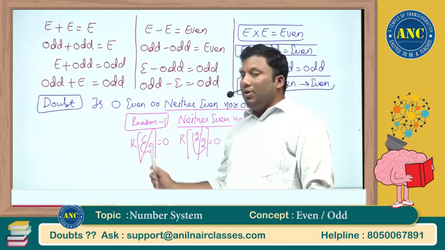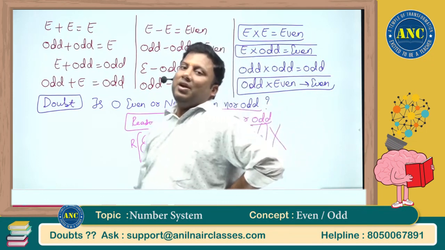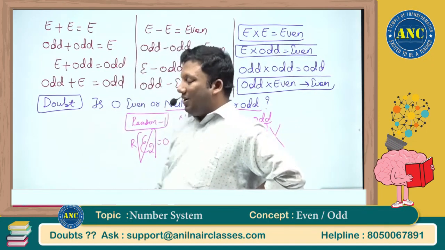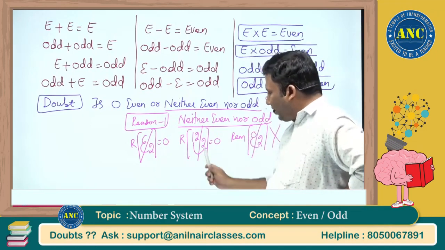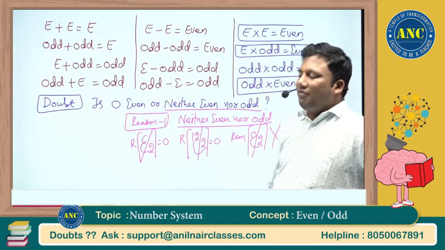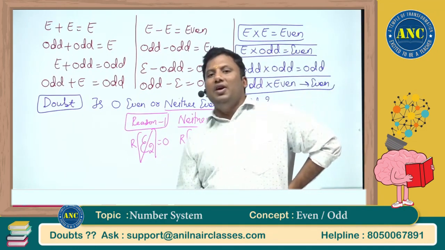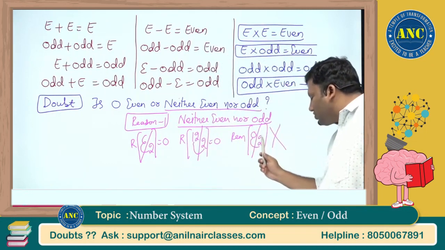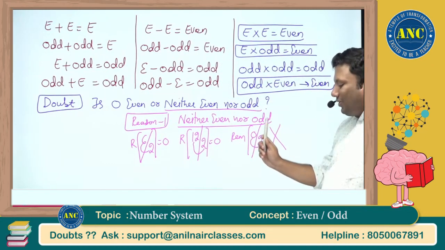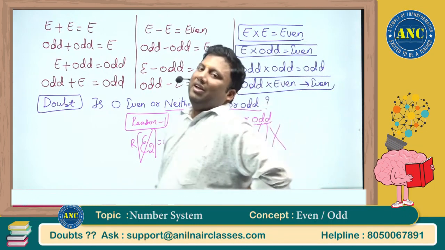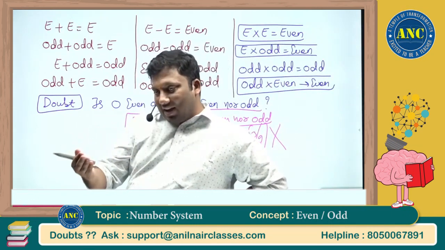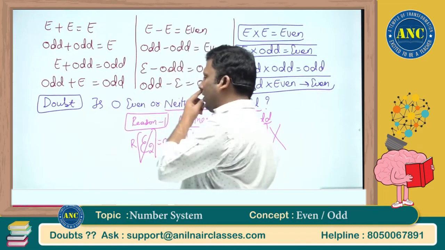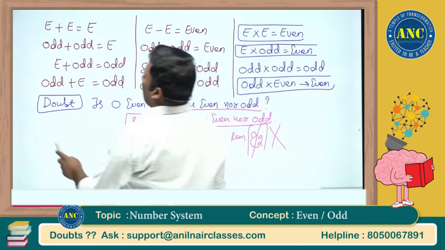6 is divisible by 2. Remainder 0. That means 6 is an even number. The denominator is a factor of the numerator. A factor should always be less than the number. If 0 divided by 2 is 0, then 2 is a factor of 0. Can a factor exceed the original number? No. That means our assumption is not a fact. 0 is neither even nor odd.